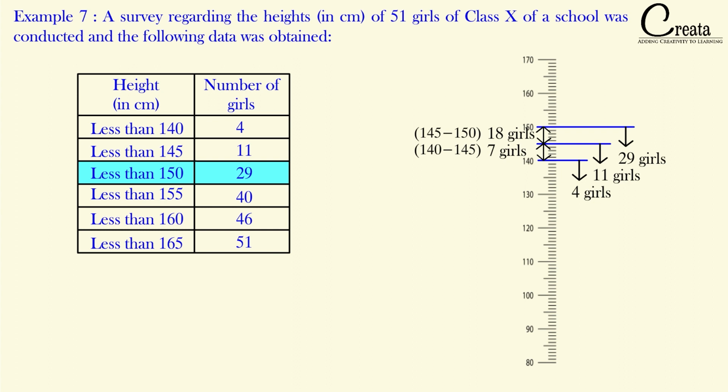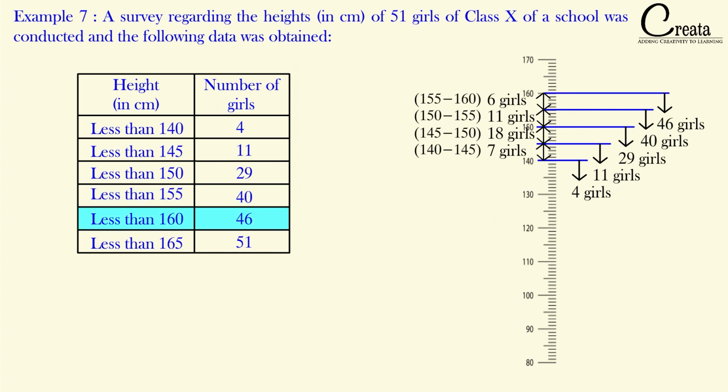And how do we get this number 18? It is 29 minus 11. We have 18 girls in the range of 145 to 150. In a similar fashion, we can say we have 11 girls in the range of 150 to 155, 6 girls in the range of 155 to 160, and 5 girls in the range of 160 to 165.